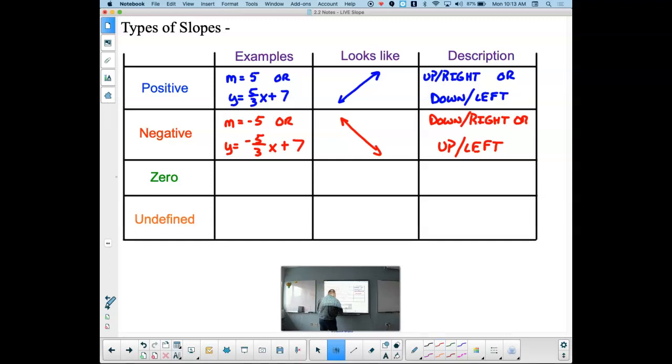We can have a 0 slope. A 0 slope would be m equals 0, or y equals some number would be the equation. A 0 slope is going to have no rise but plenty of run, and we describe that as horizontal.